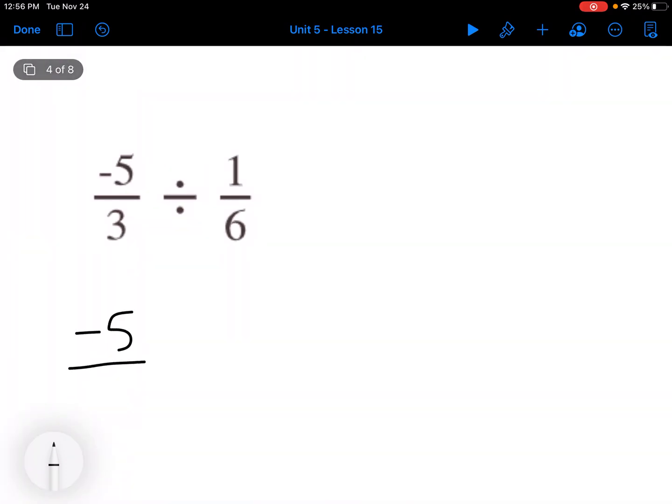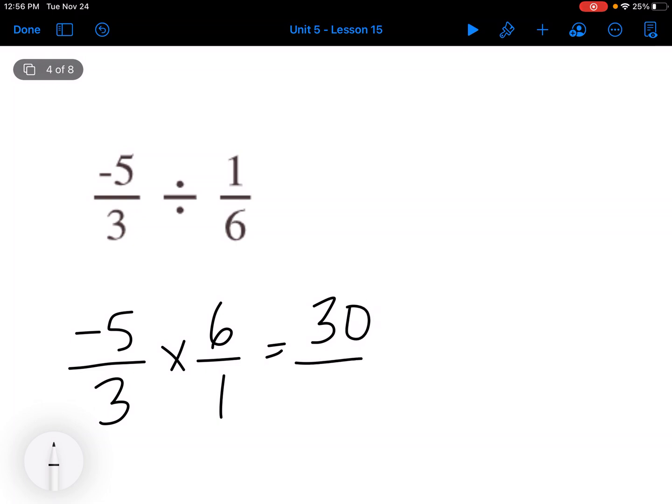Negative 5 divided by 3. So we're multiplying by 6 over 1. So we end up with 30 over 3. 30 divided by 3 is 10. And we have different signs, so my answer is negative.